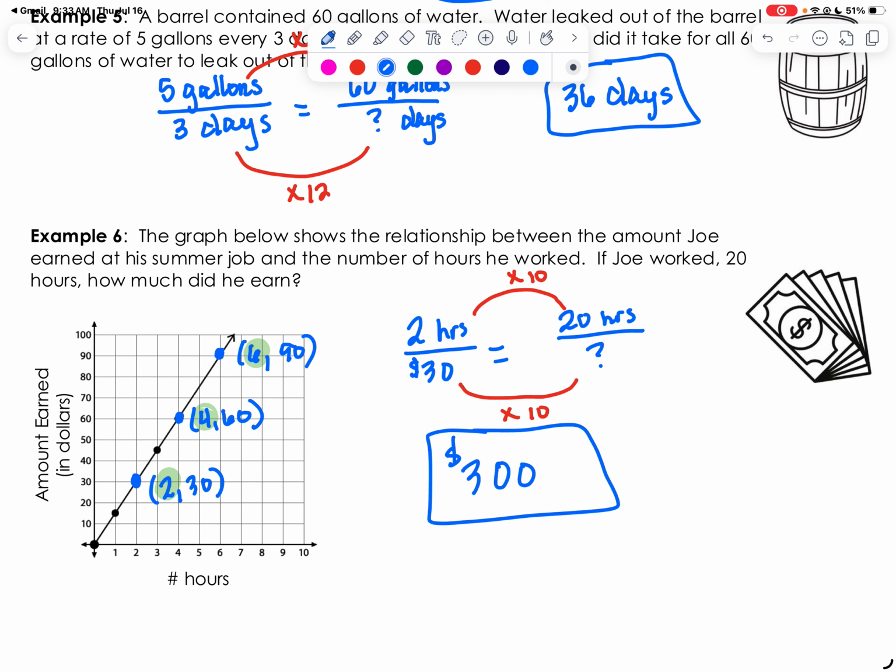And that concludes today's lesson, problem solving with ratios and rates.